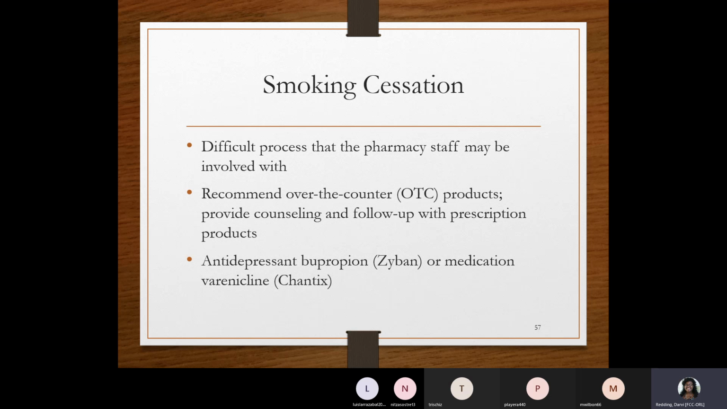Example is bupropion. These are two medications that can help a person quit smoking, and the pharmacy technician might be encouraged to ask the patient, are they smoking or are they looking for help to quit smoking? I worked in a pharmacy before where that was a question we would have to ask patients so that we can offer the patient to speak to the pharmacist for counseling on quitting smoking.